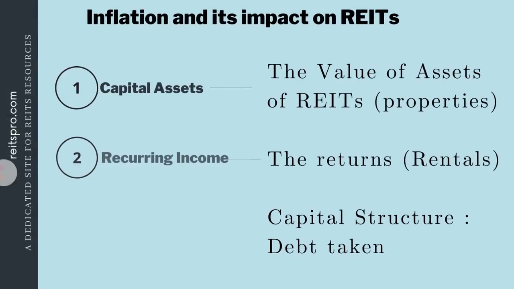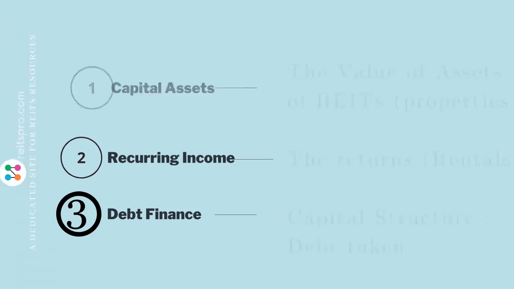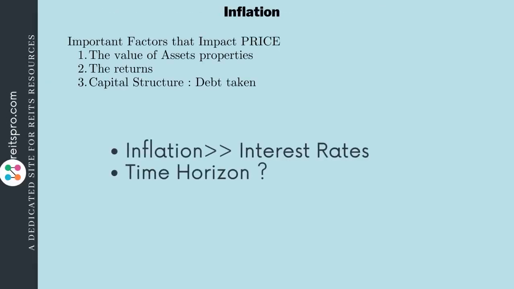So we'll look into these three factors. One is the value of assets or properties which a REIT holds. Second, the returns that the REITs generate. And three, the capital structure, wherein what is the debt amount which is taken up. And these three factors have to be correlated with inflation, because inflation obviously impacts interest rates. What is the inflation, what is the risk element, and so on, and that's how one would derive whether interest rates are going up or not.